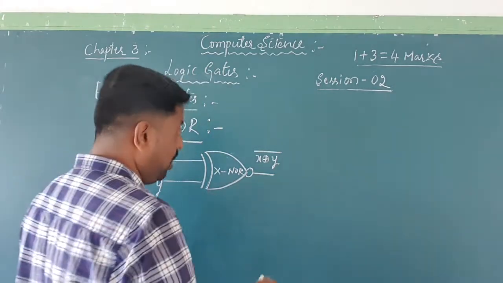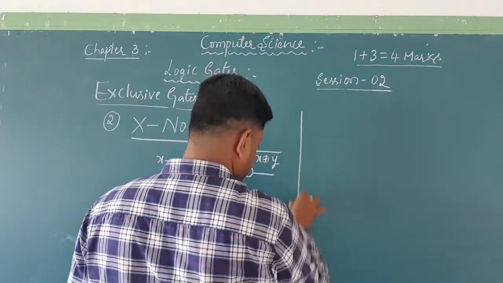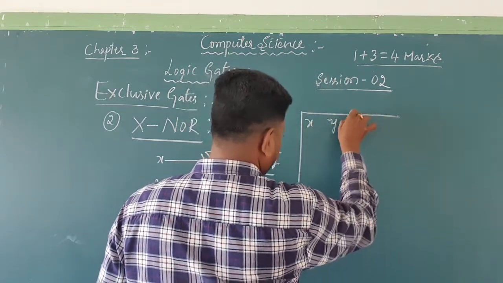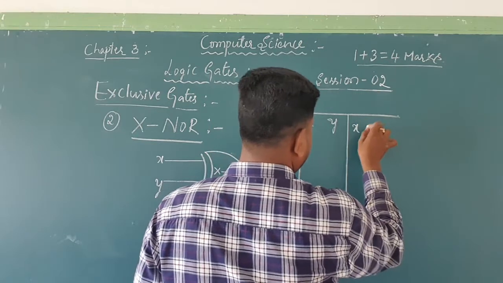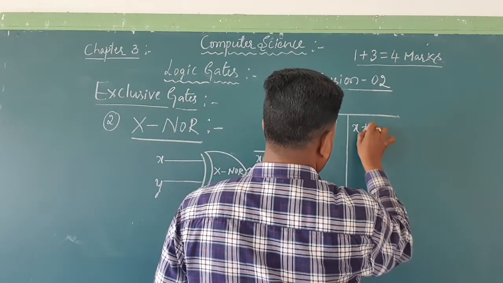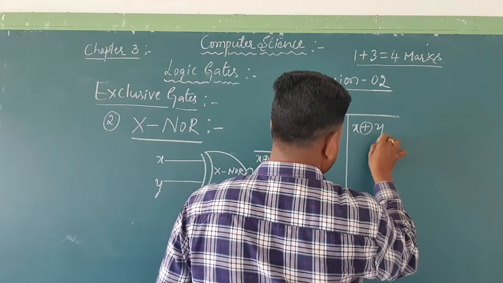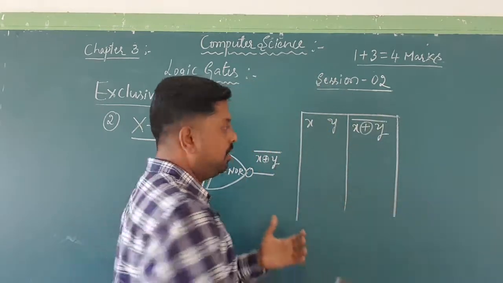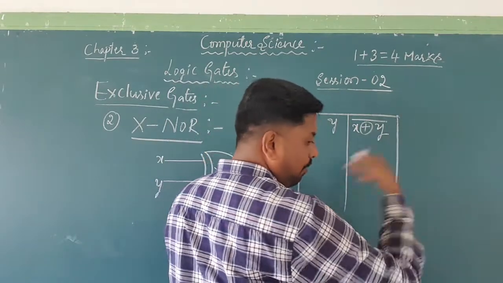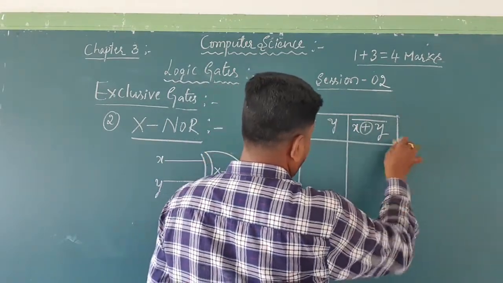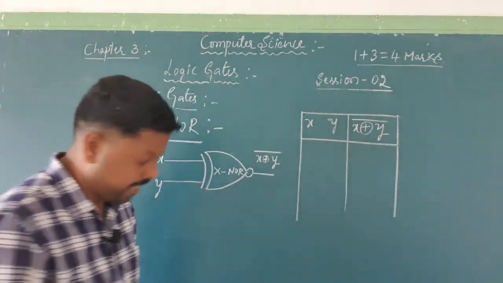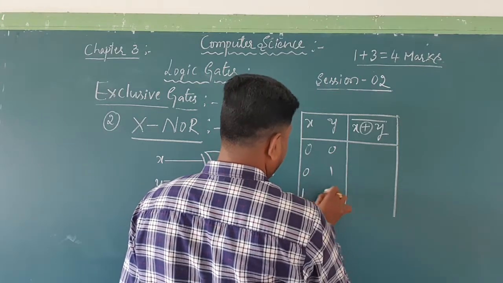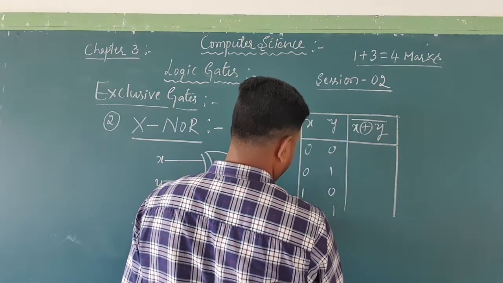Then we will see how this matches the definition. X and Y are the two inputs, and X exclusive Y whole bar will be the result. Or you can write it by dividing, first exclusive OR and then complemented, but there is no need. Directly we have a chance to write 0 0, 0 1, 1 0 and 1 1.